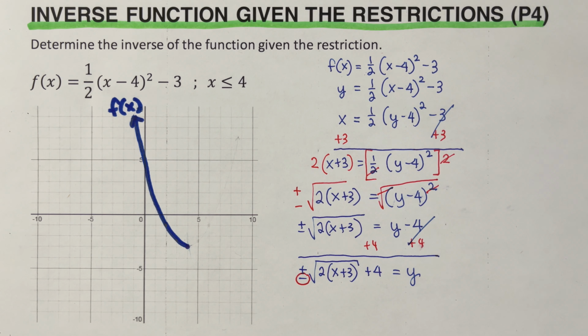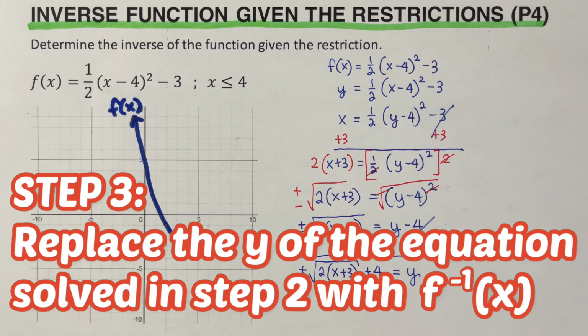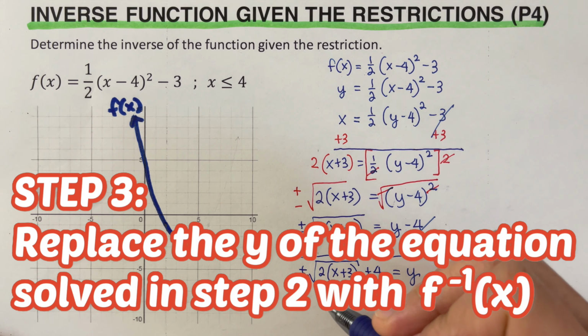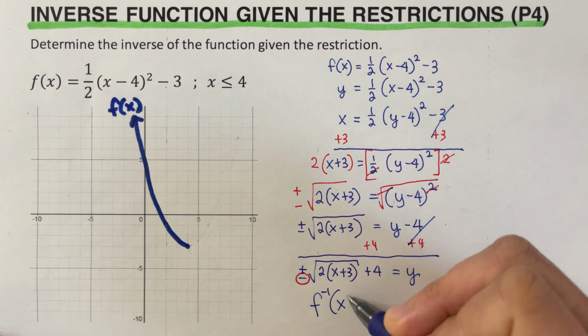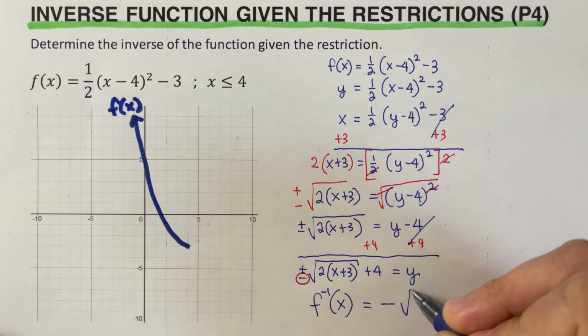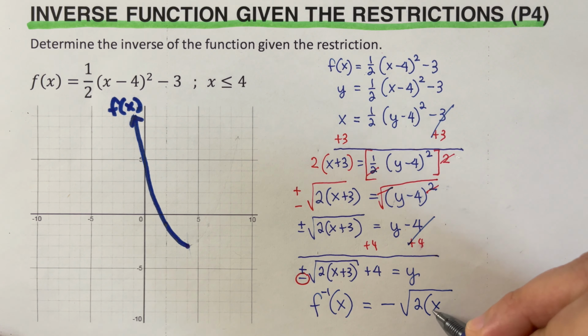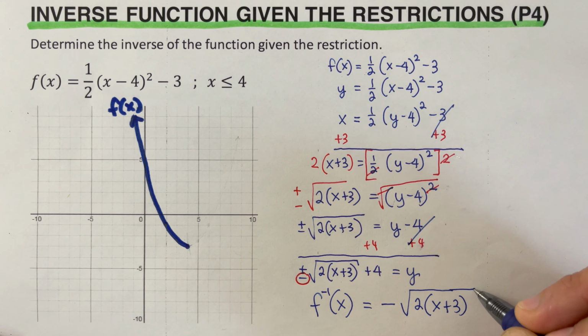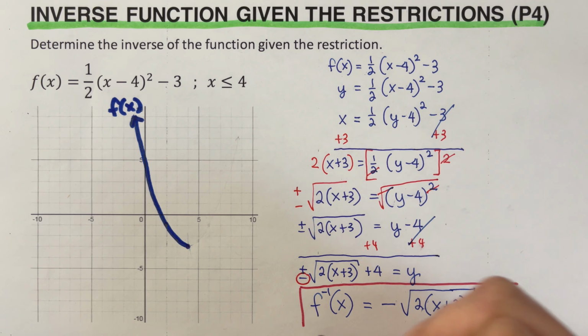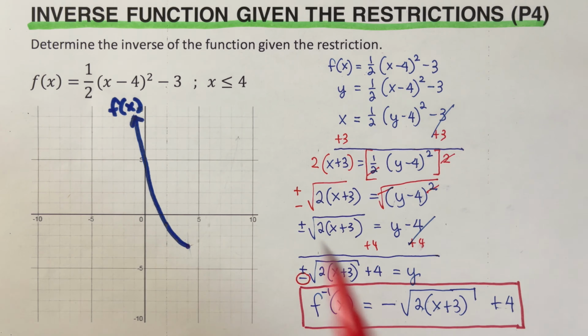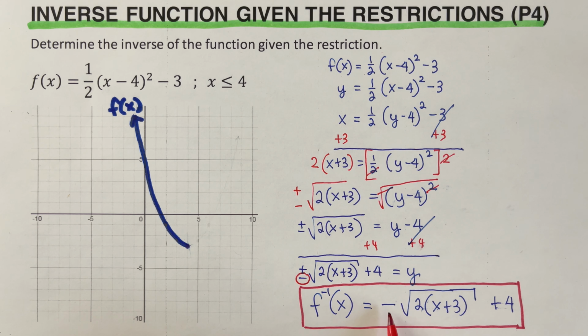So we can go ahead and move on to the third step. The third step is to replace y in the equation solved in the second step with f -1 of x, so that we can write the notation for inverse. That's f -1 of x is actually equal to negative square root of 2 quantity x plus 3. And then again, the 4 is outside the radical symbol. So this is the inverse of this given function that we have right here. So this restriction less than is represented in the inverse as negative.